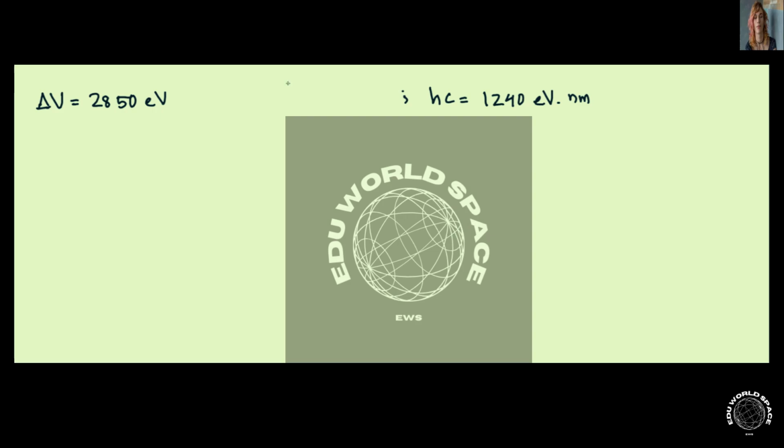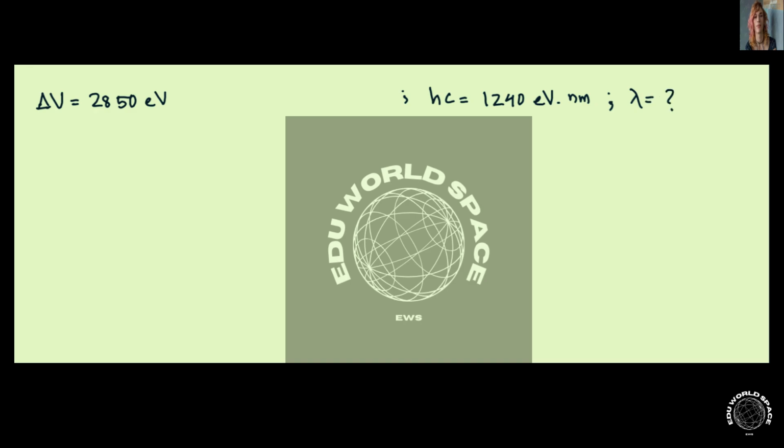In this question, electrons are accelerated by a potential difference of 2850 electron volts, and we have to find the maximum possible resolution of the microscope. So basically, we have to find the wavelength of the electrons.